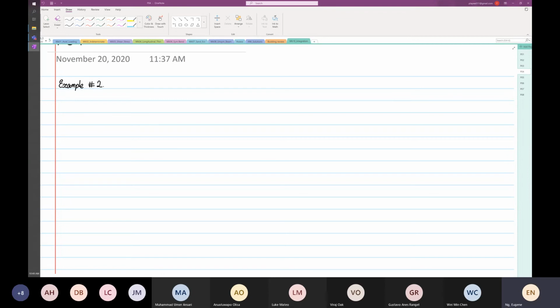So looking at example number 2, I'm going to make it a simply supported beam. And this simply supported beam has a gradient, an easy gradient. So over here, this is our omega naught.